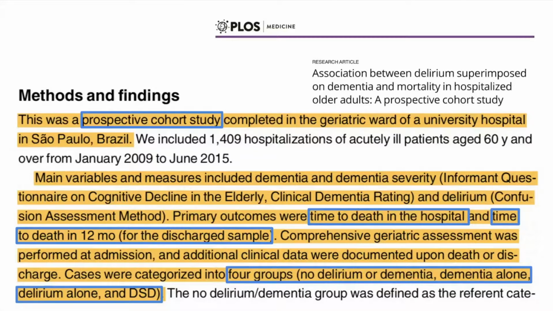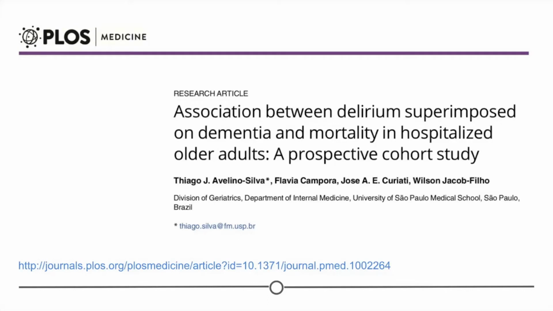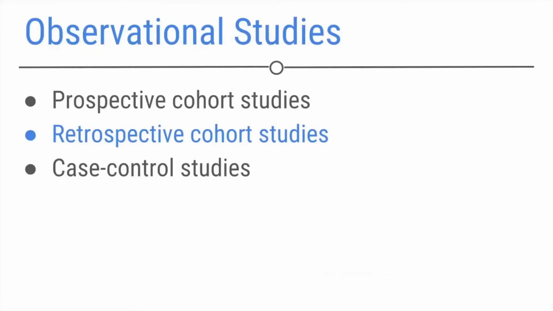An important set of keywords embedded in this outcome is time to. This reveals that this study has a time to event analysis. We'll learn more about these types of analyses in the statistical models section. You can read the full article in PLOS Medicine. So let's move on to a second type of observational study: retrospective cohort studies. Retrospective cohort studies are constructed after patients have been both exposed and had a certain outcome.